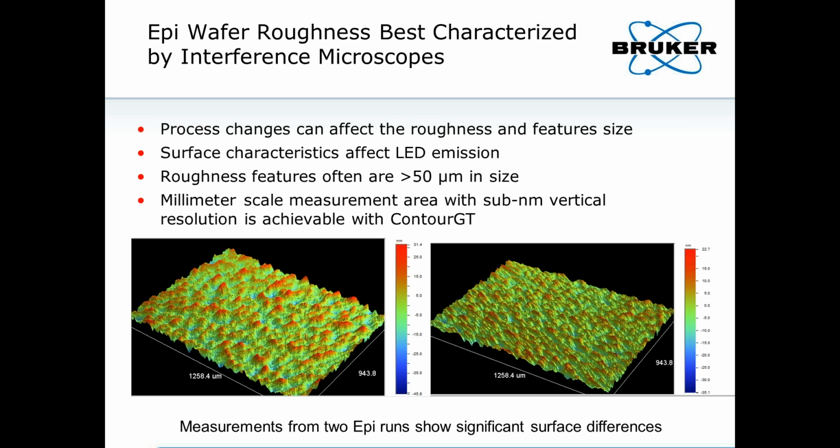And you can get these types of data that are shown here. On the left-hand side, you have a 1.2 by roughly 0.9 millimeter field of view, where you have features on the order of 50 microns. And you're characterizing the roughness here down to less than 10 nanometers and even into the nanometer level, but you're doing it quickly, and you're able to quickly characterize process changes that might affect these features, which then correlate and change characteristics of the LED emission.